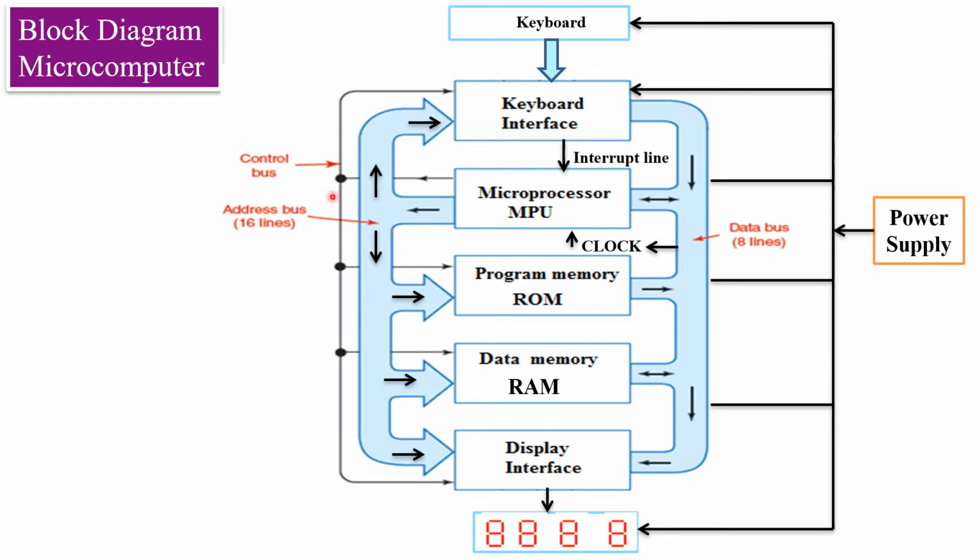The address is generated by what? MPU. It generates the address of the particular input output devices and the data is shown on them, and the control signal to provide the overall timing for the system is generated by the MPU. Clear? Then we can see a clock.